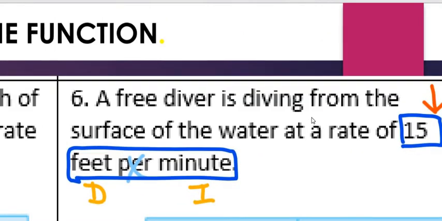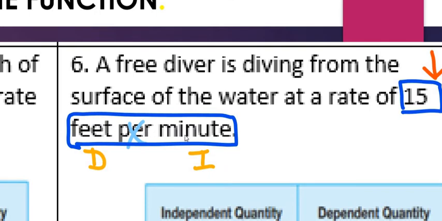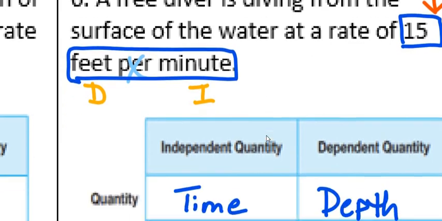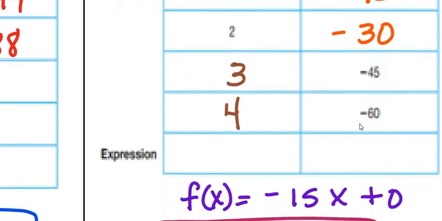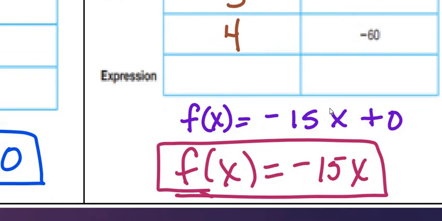You've got a free diver who's diving from the surface of the water at a rate of 15 feet per minute. So that means it's going down. This is your dependent and independent, your variable x, the per is your variable x. When I fill this part out, you see that minutes are referring to time, feet is referring to depth. We write our function, and you see that it's a negative 15x plus 0, or you can look at it as f of x equals negative 15x.